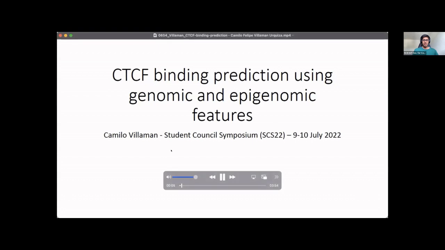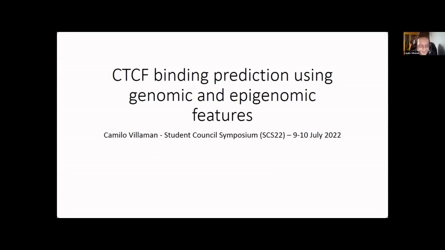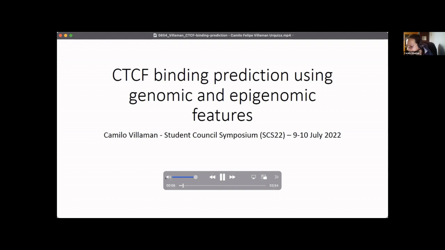I'm a PhD candidate from Universidad Mayor, and I'm going to be talking about a new method developed to handle the problem of predicting CTCF binding using genomic and epigenomic features.